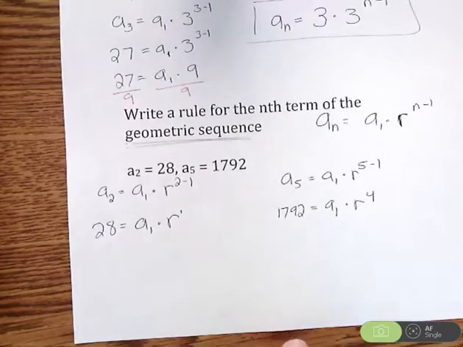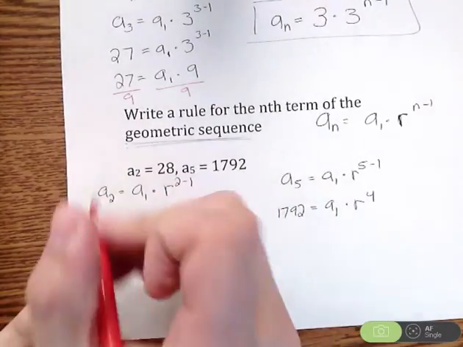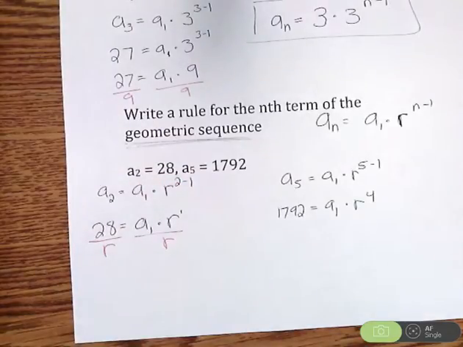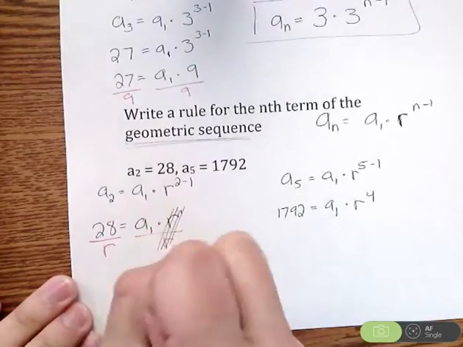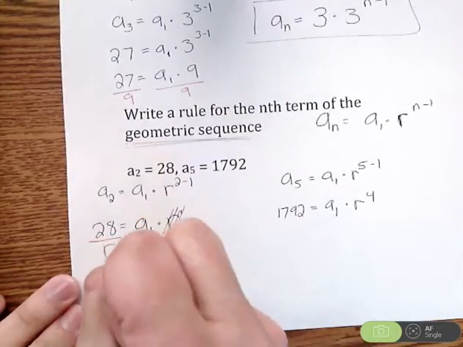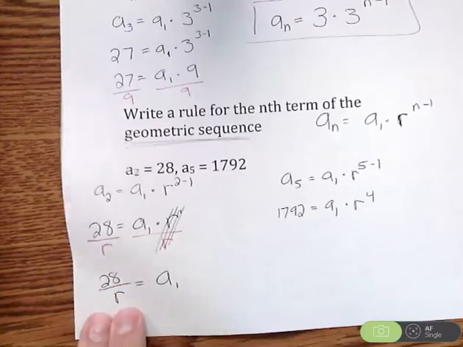So my goal is to figure out what A1 is or figure out what R is. Well, over here, if I wanted to solve for A1, I would divide by R. I want to get A1 by itself. Divide by R. Well, what happens there when you have an R on top and bottom? Those are divided out, so I know 28 over R is A1. Well, why can that help us? Well, I know A1 is the same as 28 over R.